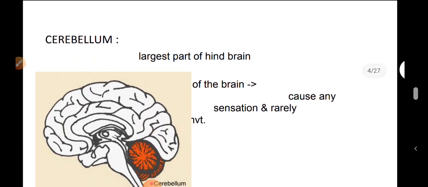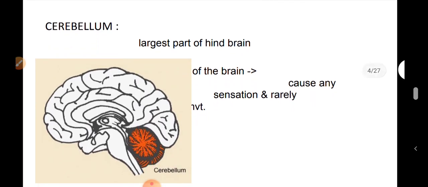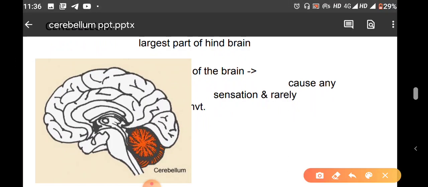So cerebellum is the largest part of hindbrain. You can see in the diagram, this is the cerebellum. Cerebellum has two surfaces. The superior surface is related to the tentorium cerebelli and the inferior surface is related to the hollow of the occipital bone.